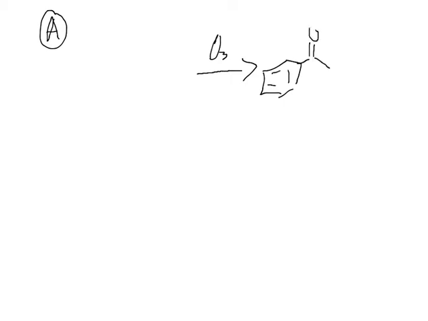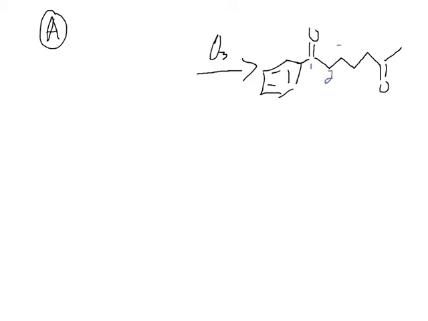Alright, working on practice problems from Unit 3, Chapter 6. So practice problem A asks us to find the start material for this product. So the most important thing here to do is to number our carbons.